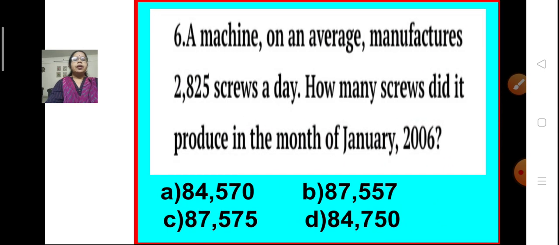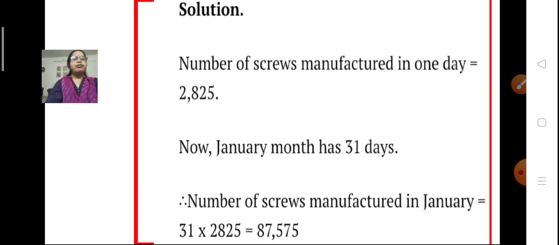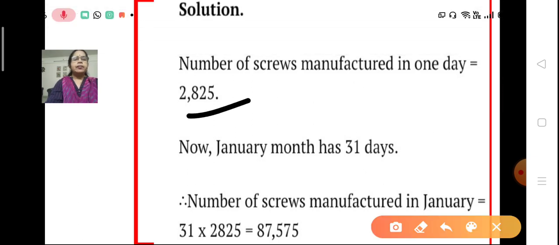Next problem, a machine on an average manufactures 2825 screws a day. How many screws did it produce in the month of January 2006? So, here also we have 4 options. Let us solve the problem first. Number of screws manufactured in one day, it is given 2825. Okay. And how many days are there in January month? They are 31 days.